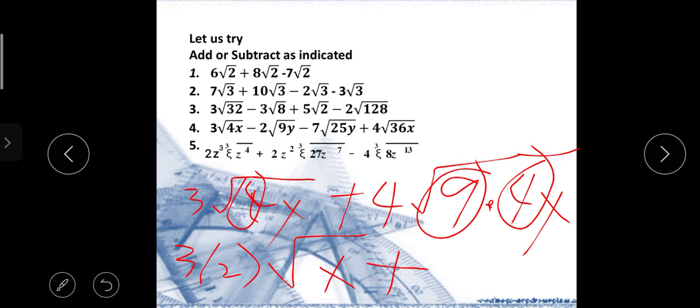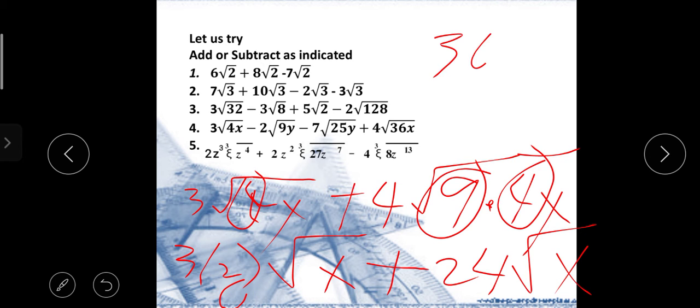3 at 2. So, 4 times 3 is 12 times 2 is 24. So, this is going to be 24 square root of x. So, ito na yung ating simplified. So, itong isa ay magiging 6 square root of x and then 24 square root of x. So, that means ang magiging final natin dito sa isa ay 6 plus 24 is 30 square root of x.